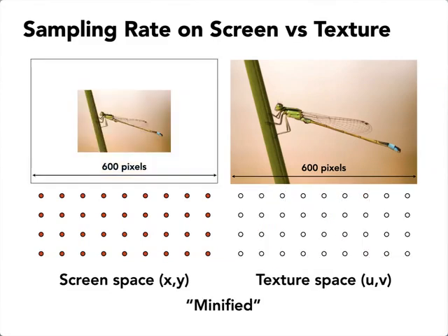This is called minification. Okay, minification because we're drawing on the screen now the damselfly image smaller than it appears naturally. Okay, so 600 pixels across here. Now we're drawing the whole damselfly image only across 300 pixels. What's the density going to look like in the texture space here? It's the opposite. Okay, so every screen space sample here will project, as you can see here, one by one, and they're going to be one texture lookup across every two texture image pixels.